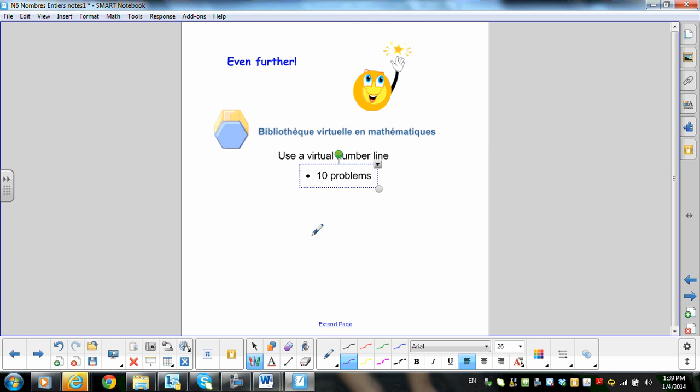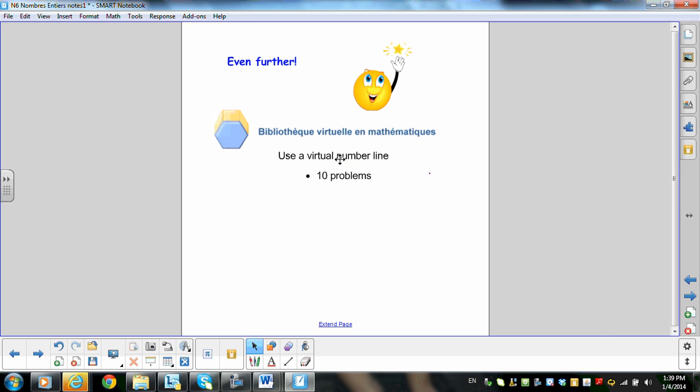Okay, what I'm going to stop with here is if you want to go on the National Library of Virtual Manipulatives, you can use a virtual number line here. You can just Google National Library of Virtual Manipulatives, and you can use a virtual number line and practice some problems there as well.